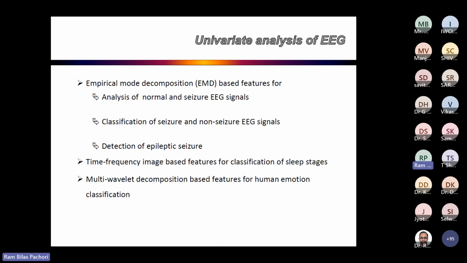And after that, this time-frequency image based features we have also proposed for classification of sleep stages, which we will see. We have studied this on two well-known standards: one is the R&K standard, the second is the American Academy of Sleep Medicine standard, which was recently proposed. And after that we will see multi-wavelength decomposition based features for human emotion classification. All these approaches are based on univariate EEG signal analysis.